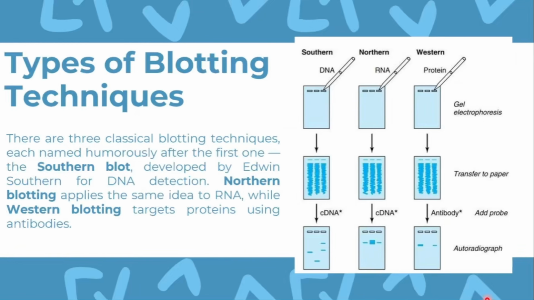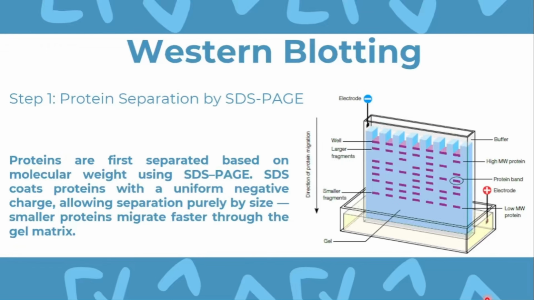Now move on to the types of blotting. There are three classical blotting techniques. First is the Southern blot, which was developed for DNA detection. The Northern blot applies to RNA, while Western blot targets proteins using antibodies. And among them, Western blotting is the most widely used in research and diagnostics. So we'll be looking at the steps involved in Western blotting.